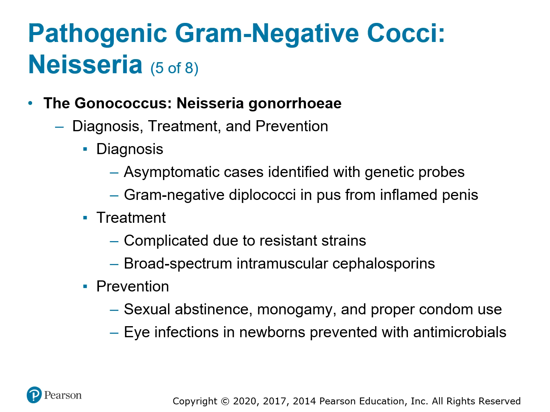This is diagnosed using genetic probes if it's an asymptomatic case. Again, the gram-negative diplococci in the pus that they are able to get a sample from, they can look at that in the lab and see that. So in females, it's a little bit harder to diagnose. The treatment is complicated because we have resistant strains. They use broad spectrum intramuscular cephalosporins for this.